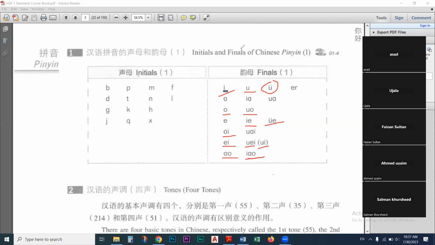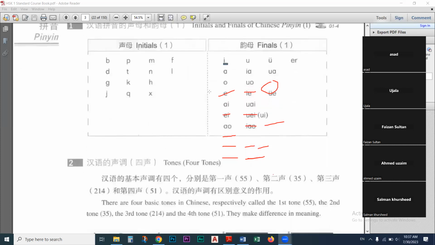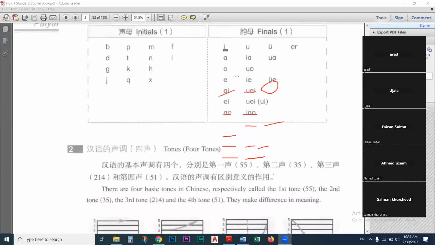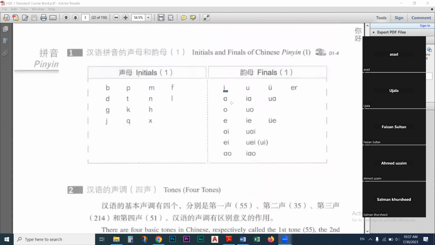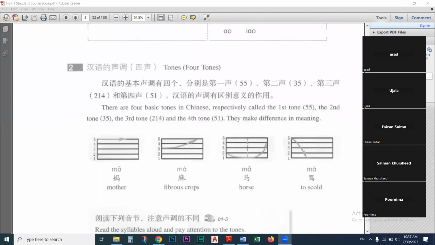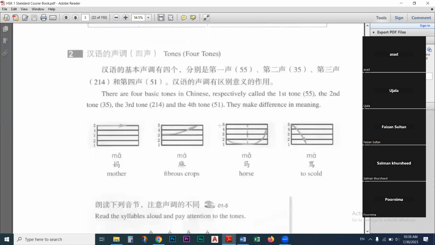So these are some of the initials and finals which you have learned, and you have learned the sounds. Whenever you read a Chinese character, you will not read it in the way that you used to pronounce English. They have some specific sounds. So all the time you will pronounce these Chinese characters with these sounds. You will also see these tones. The Chinese language is tonal.